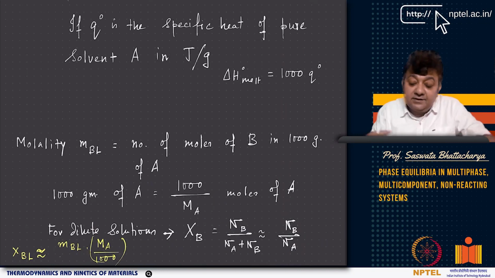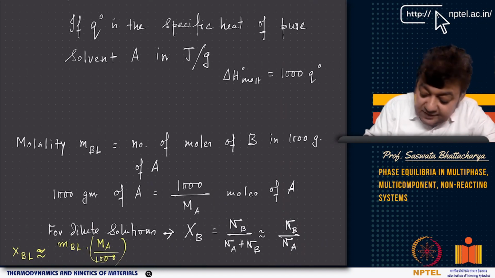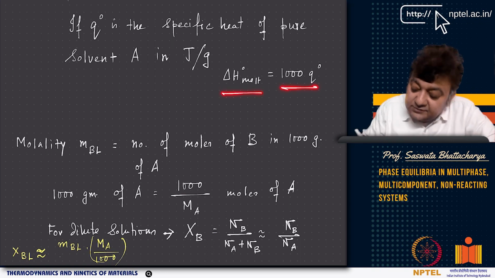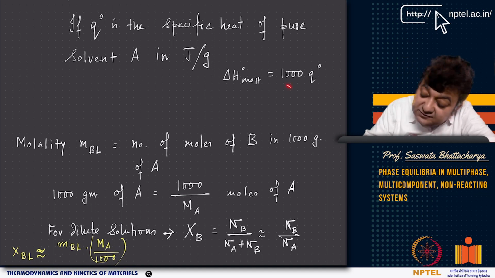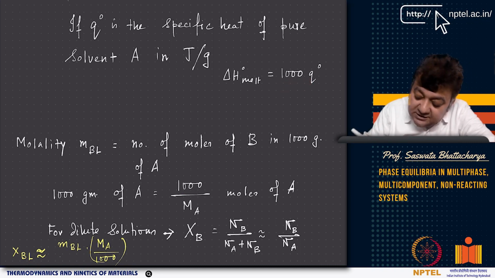Now, if you look at that, I can go further. If you tell Q naught is the specific heat of pure solvent A in joule per gram, then delta H0 melt is nothing but 1000 Q naught, right? Because it is joule per gram, and we are looking at delta H0 melt, we can write it for 1000 grams. Why did I do 1000 grams? Because I want to look at per kg of the solvent, right?